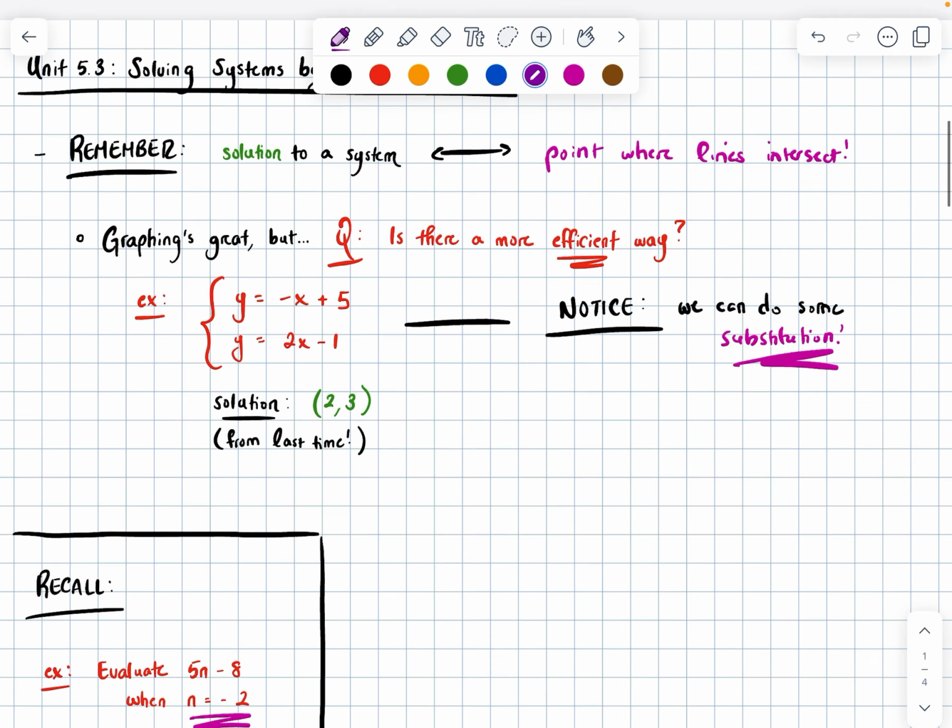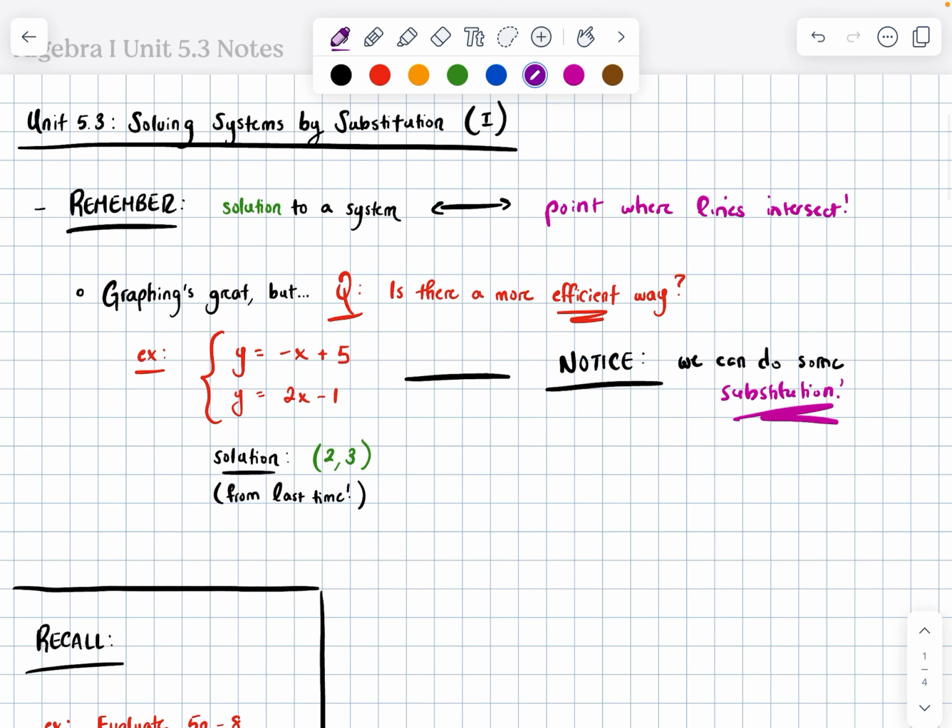Look at the problem up above. I'm saying that y is equal to negative x plus 5, y is equal to 2x minus 1. Both of these lines happen to be in slope-intercept form. That doesn't really matter. They can be in any form. But what's important about these is that both of them have a variable that's isolated. Here, I'm saying that y is equal to negative x plus 5, but it's also equal to 2x minus 1.